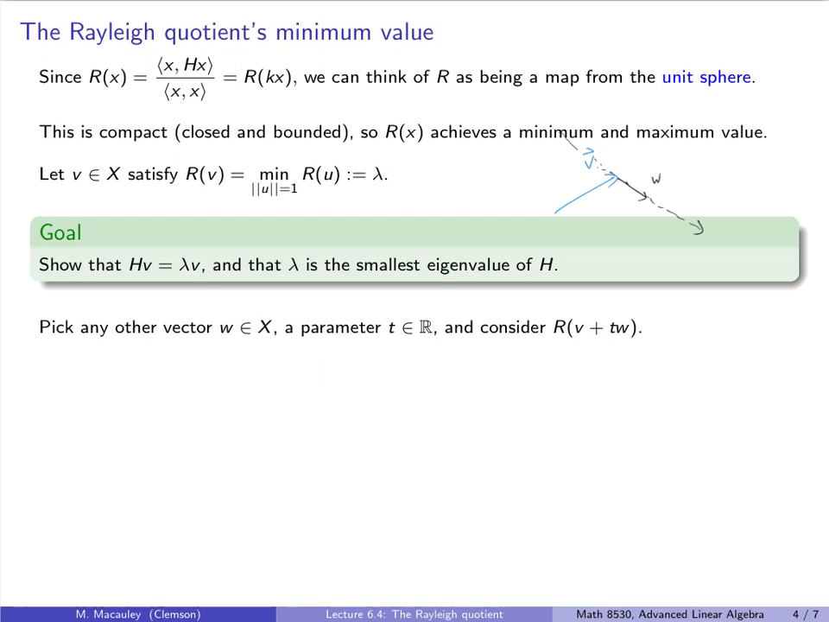So what I will do is write r of v plus tw, simplify it a little bit, and then take the derivative and set it equal to 0. And I claim that if we do that, we will get that hv equals lambda v. This is what we're trying to figure out. Okay, so r of v plus tw, by definition, is v plus tw, h of v plus tw, divided by v plus tw, v plus tw.